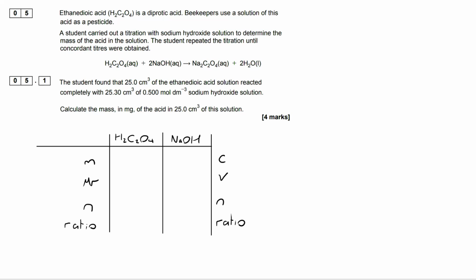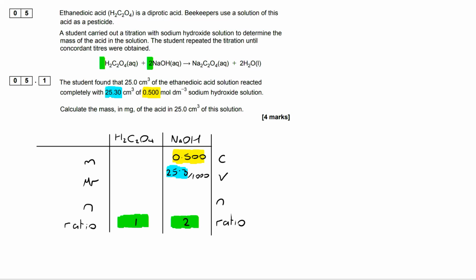And not all of the data that's provided here is actually necessary to answer the question, as we're going to see. So let's start going through. I've colour-coded the numbers so we can see precisely where they've come from. And I've put in my concentration and volume of NaOH. I've converted my volume to decimeters cubed. And I've also added the mole ratios that have come from the equation, because 1 mole of ethane dioic acid reacts with 2 moles of sodium hydroxide.